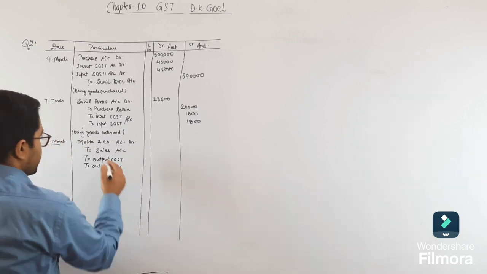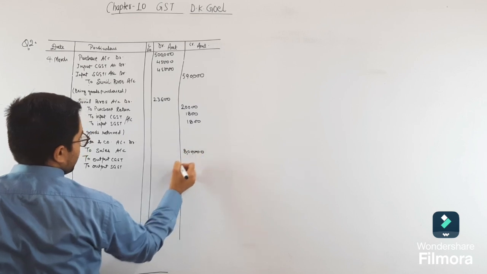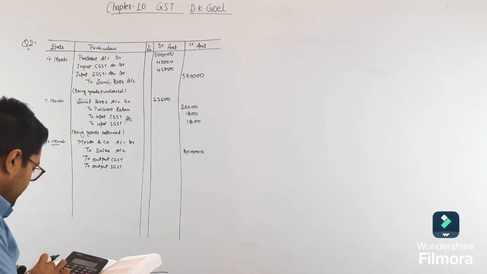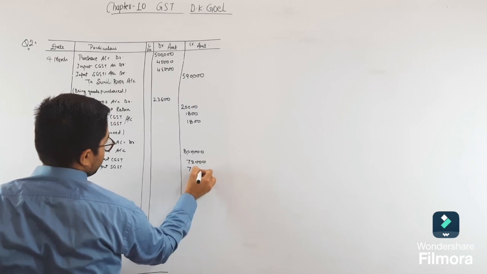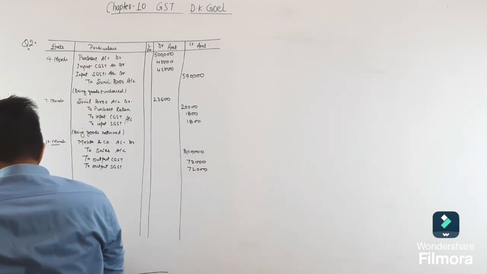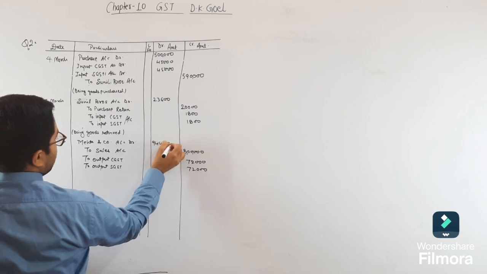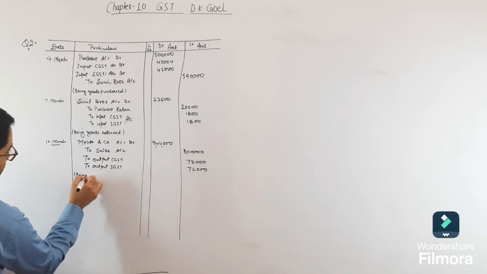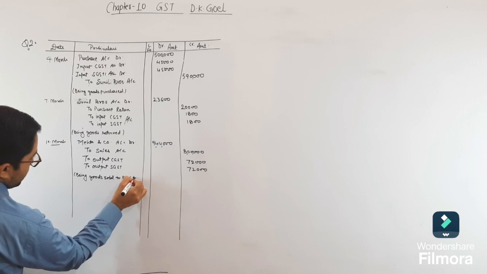The sales amount is 8 lakh rupees, and 9% is 72,000, 72,000, total 9,44,000. Okay, being goods sold to Mehta and Company.